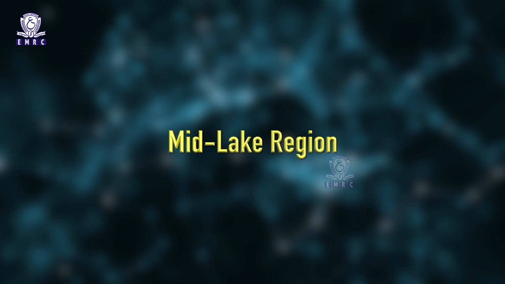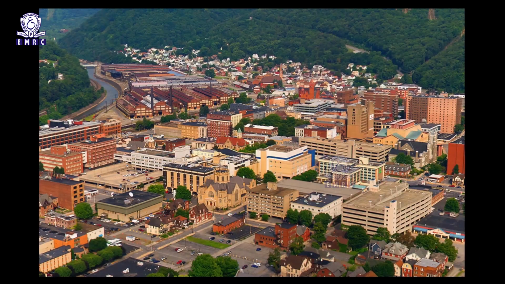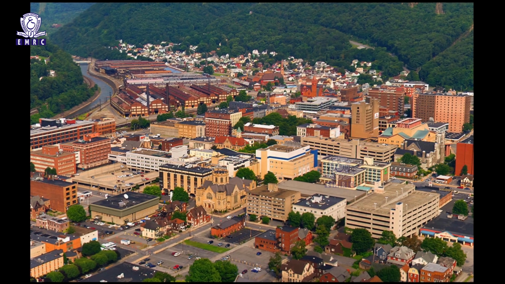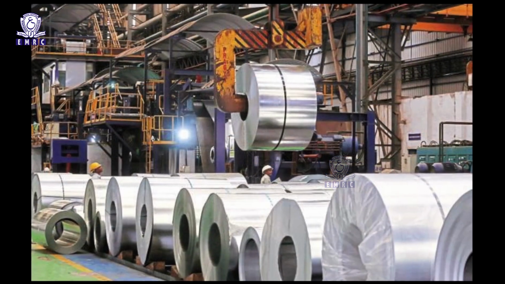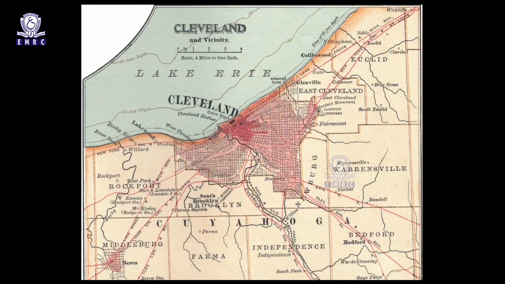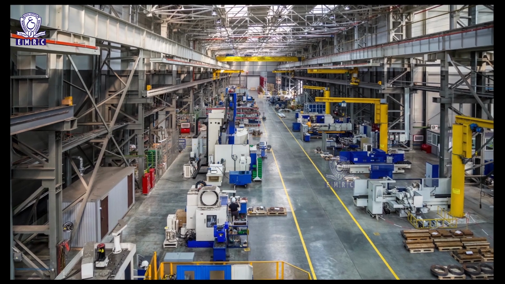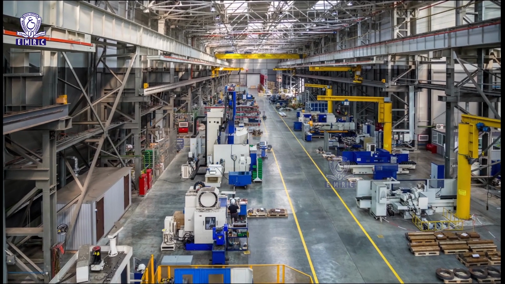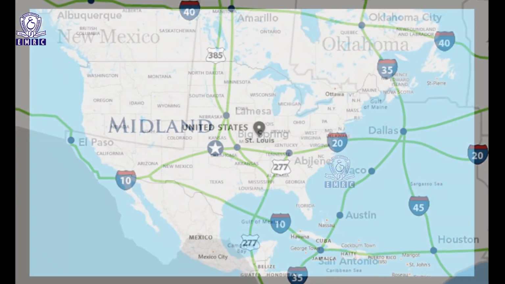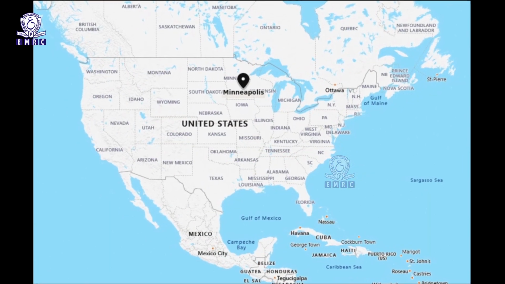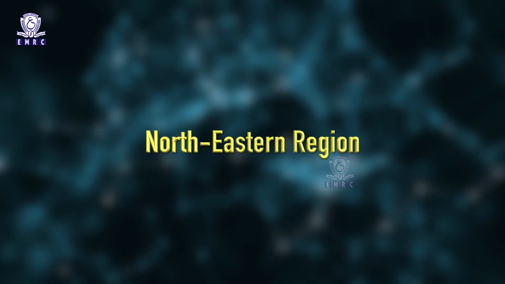The third region is the Mid-Lake region. This is the region having the greatest concentration of ferrous industries. This region accounts for about 1/4 of the ferrous and ferroalloy product of the country. The famous Youngstown, Pittsburgh, Johnstown iron and steel triangle is located in the region. The other steel producing areas are Wheeling, Cleveland and Detroit, etc. The other manufacturing centers engaged in diversified manufacturing activities are Chicago, Midland, St. Louis, Minneapolis, etc.